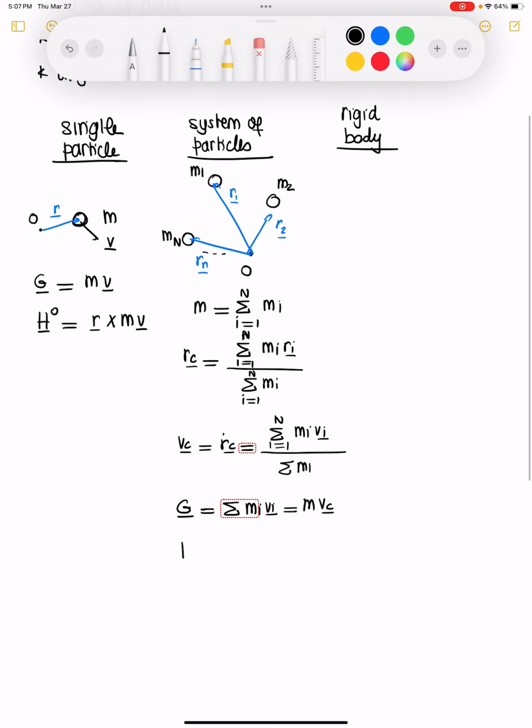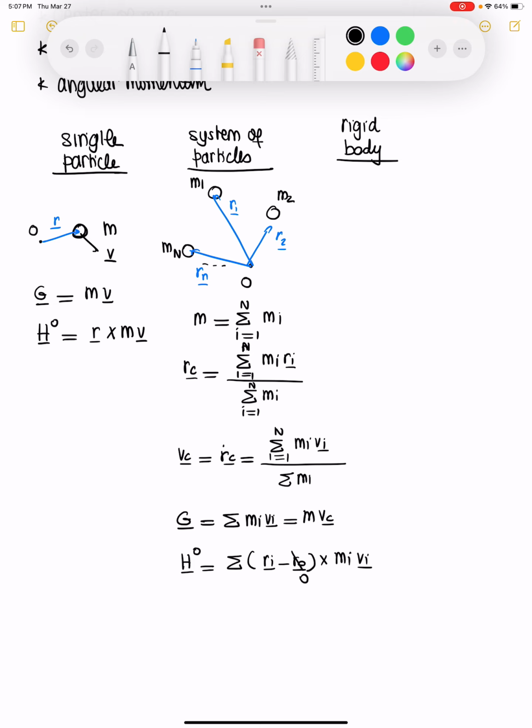The angular momentum of the system of particles about point O is the sum of r_i minus r_O, the position vector of each particle with respect to O. r_O is 0, so I can take that out, crossed with m_i v_i. And when we studied systems of particles, we found different expressions for the angular momentum of a system of particles, about the center of mass, for example, or about a random point P.